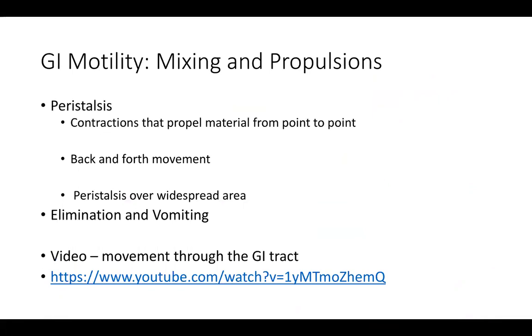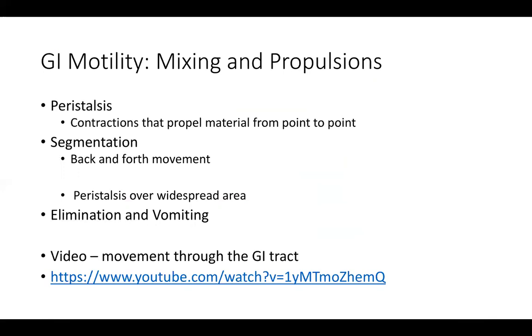Peristalsis, and I do have a video of this, so I highly recommend you check out this video, as well as we're going to see pictures on the next page. But peristalsis is a type of movement that uses contractions to kind of push or propel material from point to point. Generally speaking, well, always, this is a downward motion if you are standing up. So from the top where you start to ingest food down to the bottom. And not all sections of the GI tract use peristalsis, but we do find it in the esophagus as well as some of the intestine area.